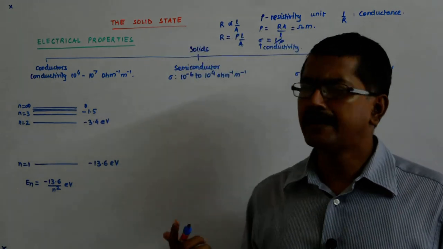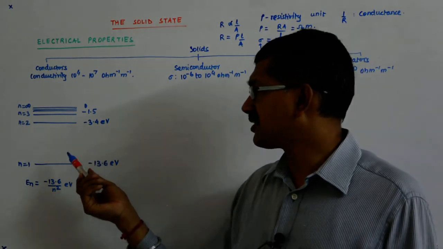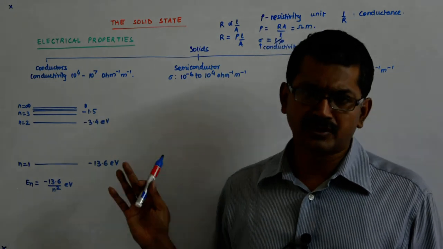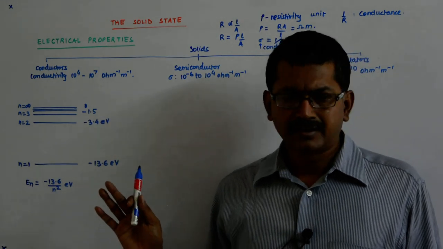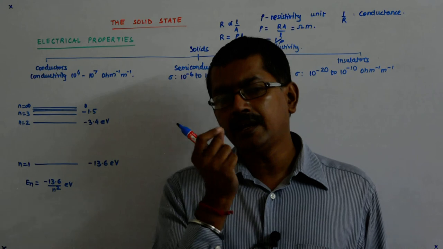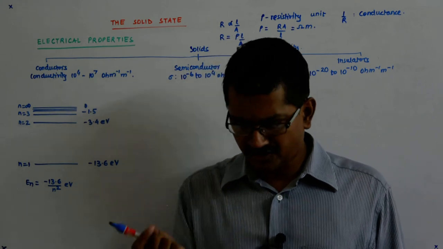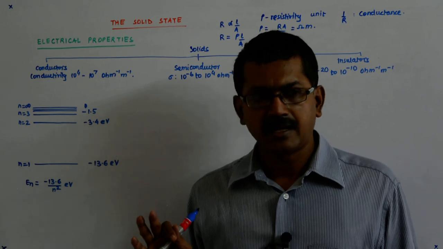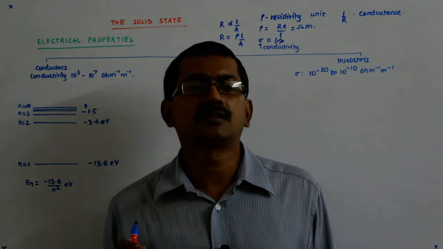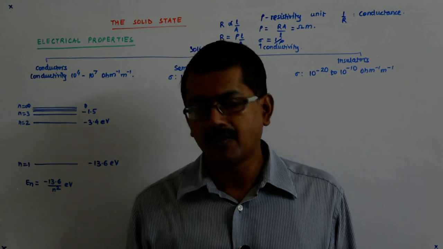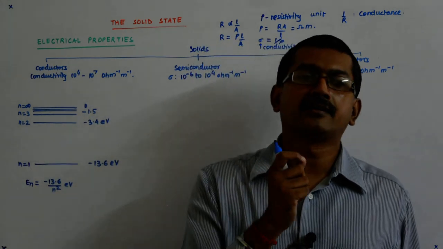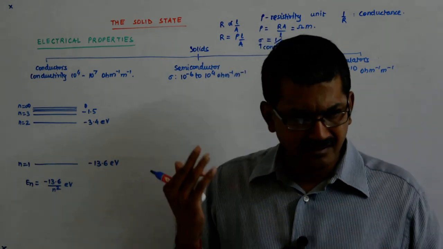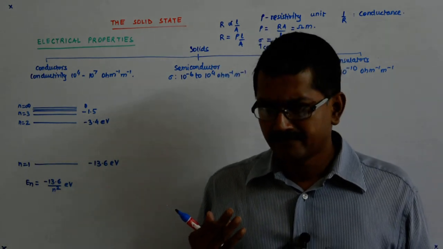So you must understand what will be the nearness compared to when it was in gaseous state. Now what happens, every atom in the solid state has its own energy level diagram and they are not the same. Why? Because now they are under the influence of so many neighbors in 3D.